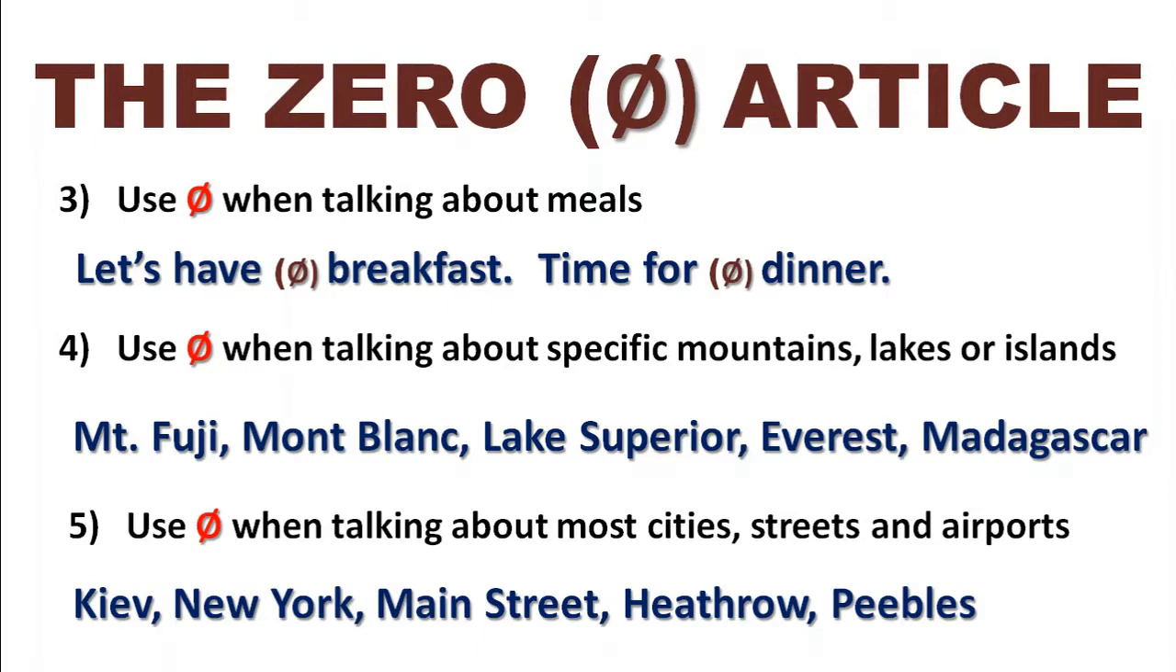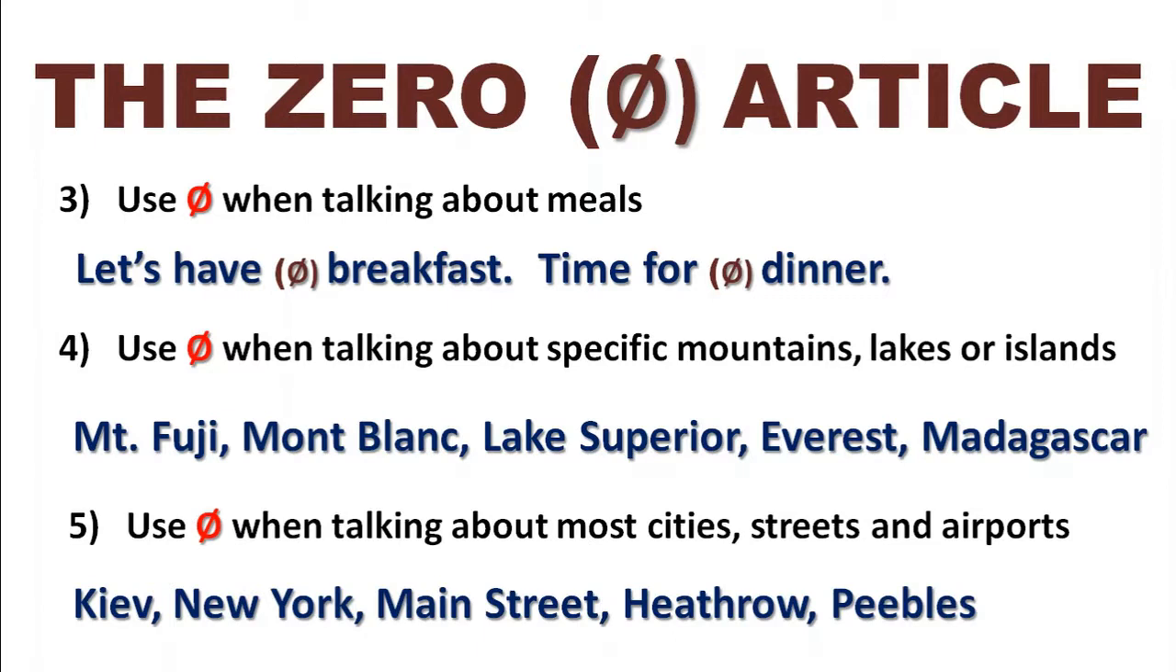And it's the same if we're talking about a particular mountain or lake or island or something like that. There's Mount Fuji. I love Mont Blanc. Lake Superior is very large. Everest is the biggest mountain in the world. Madagascar is a beautiful island. We have zero articles with that kind of proper name, proper noun. You notice these all begin with capitals, so they're all proper nouns. We don't, by and large, use the zero article.